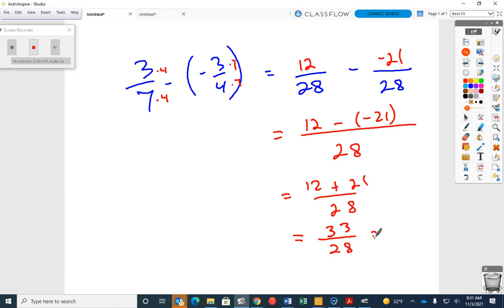33 over 28. Can I leave it this way? Luke, what's wrong with that? It's an improper fraction. E-money, how many 28s go into 33? 1 and 5 over 28. Can I reduce this any further? No, I cannot. Okay. Do we understand what we did there? Okay. You want to try one on your own?